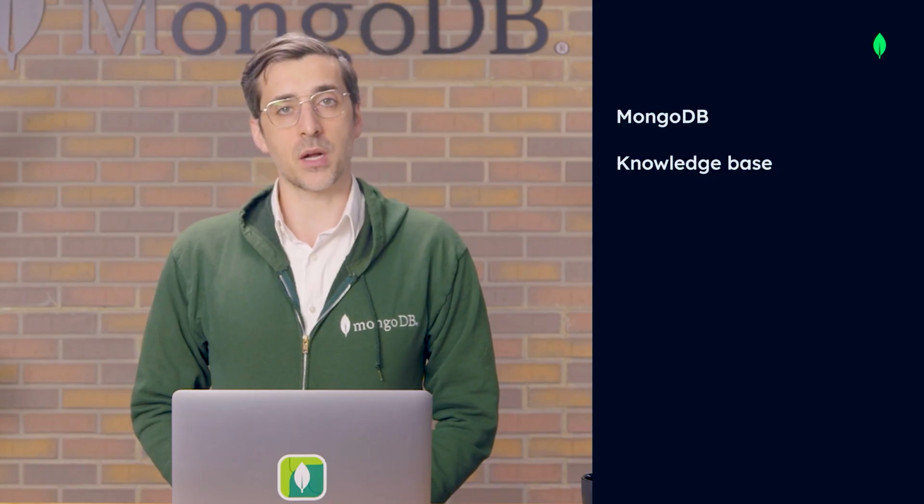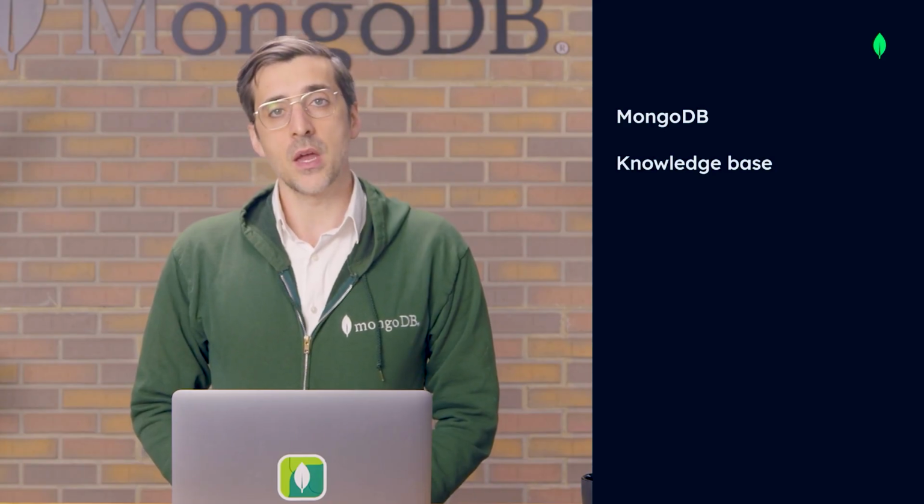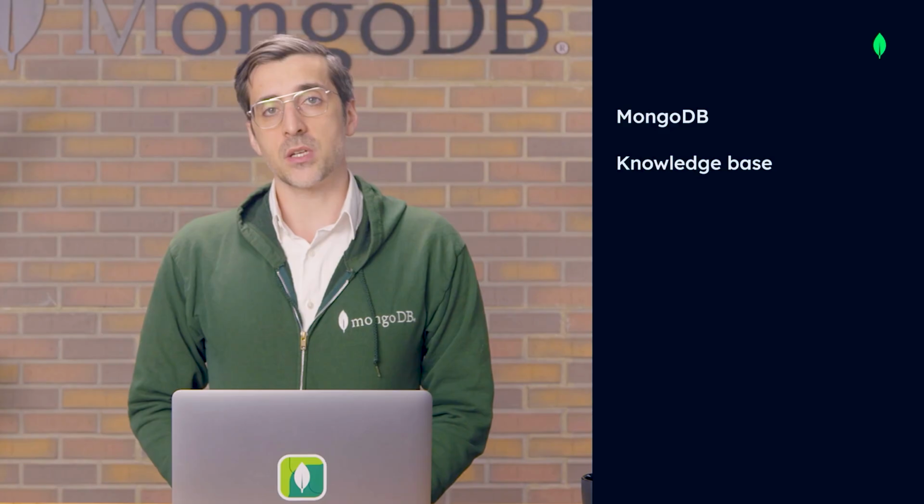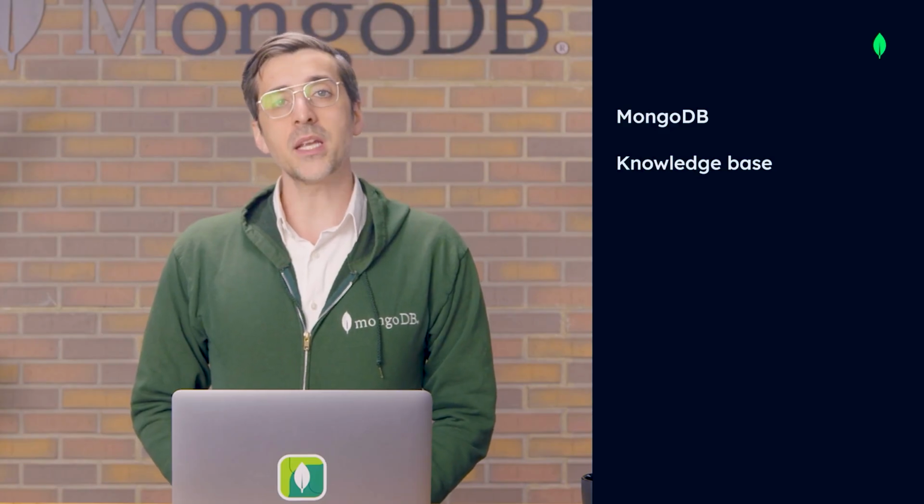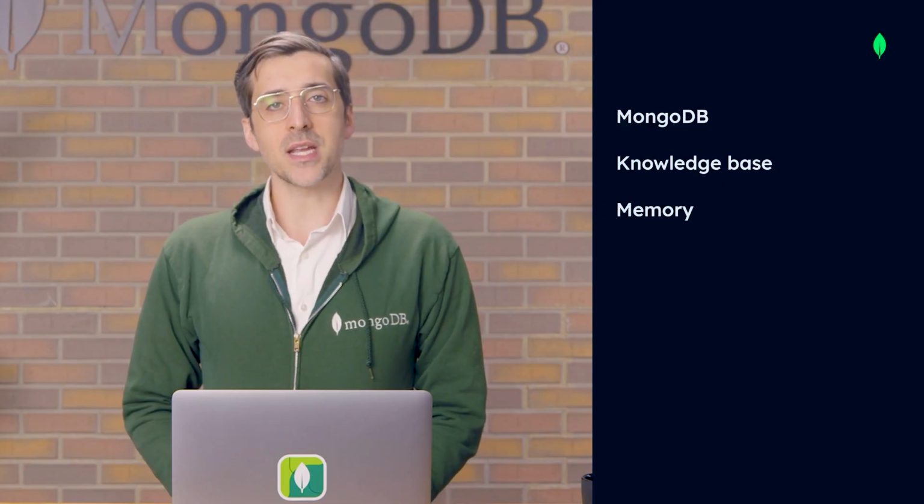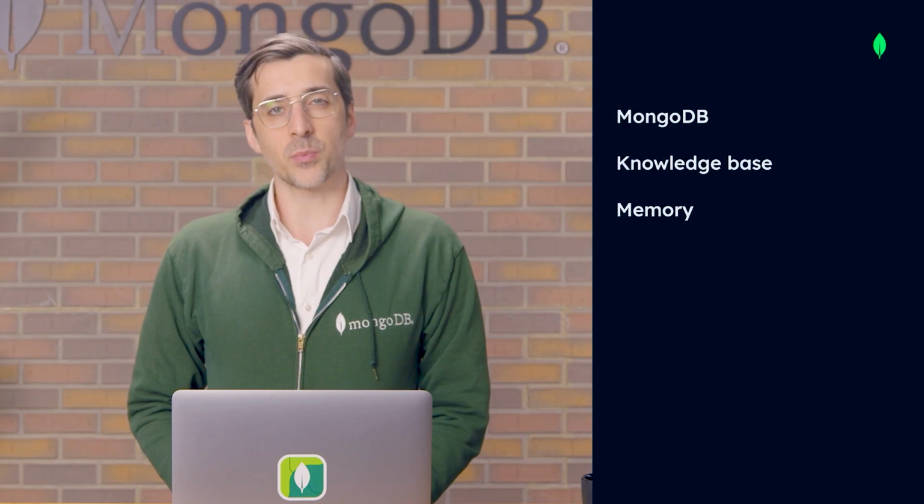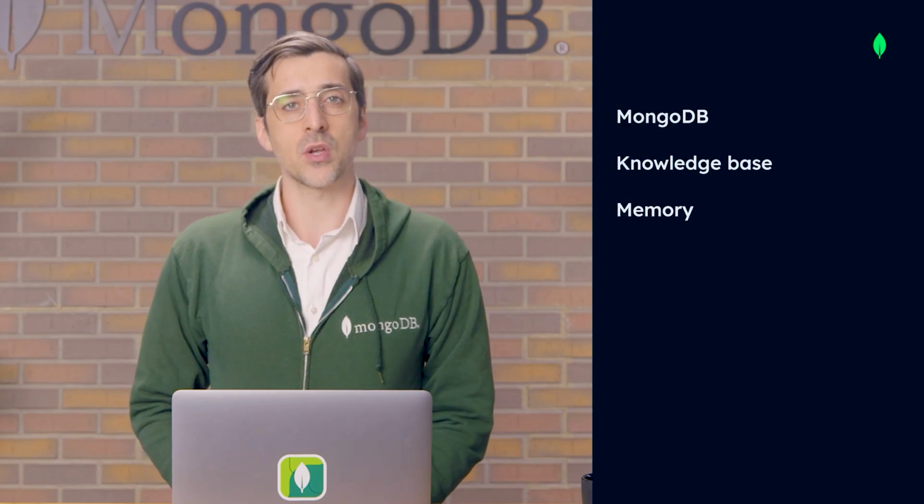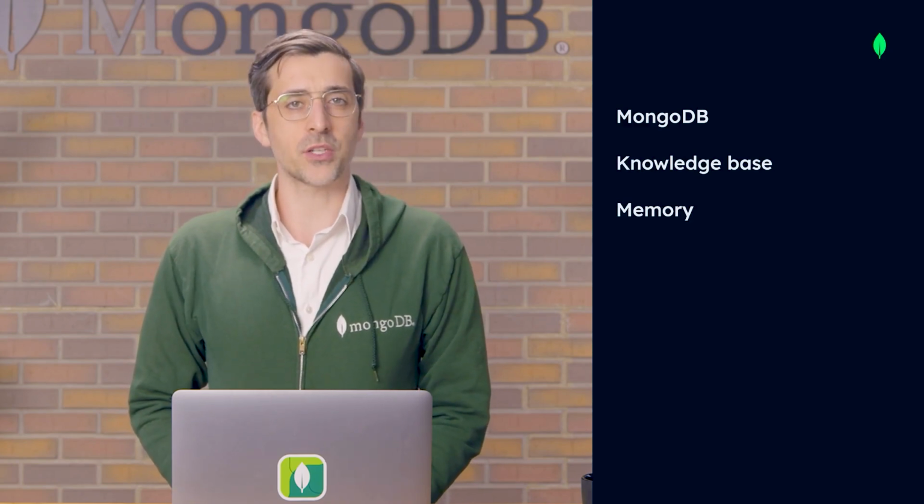For AI agents, MongoDB can serve two fundamental purposes. First, it can act as a knowledge base with information the agent can reference when solving problems or answering questions. This could be documentation, product information, or any domain-specific data your agent needs. Second, MongoDB can function as the agent's memory. Agents need to remember things like user preferences, past conversations, or the results of previous actions.